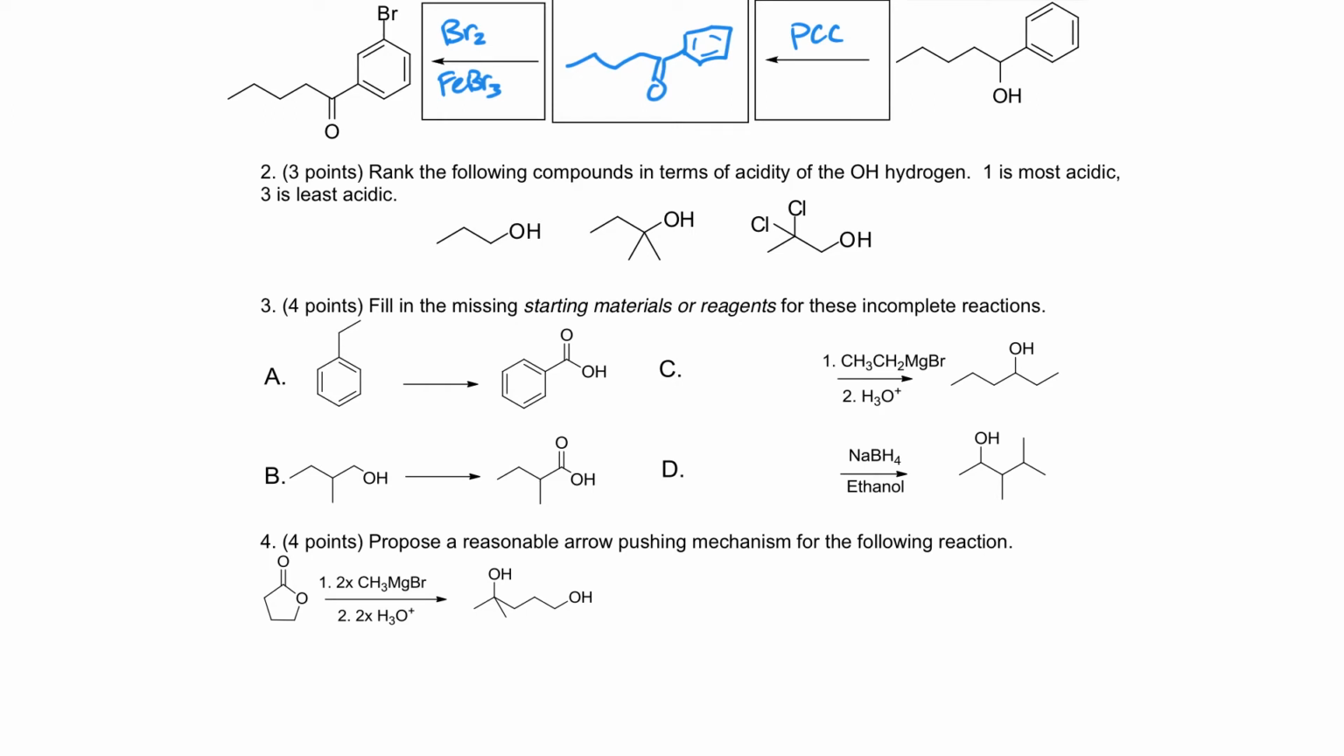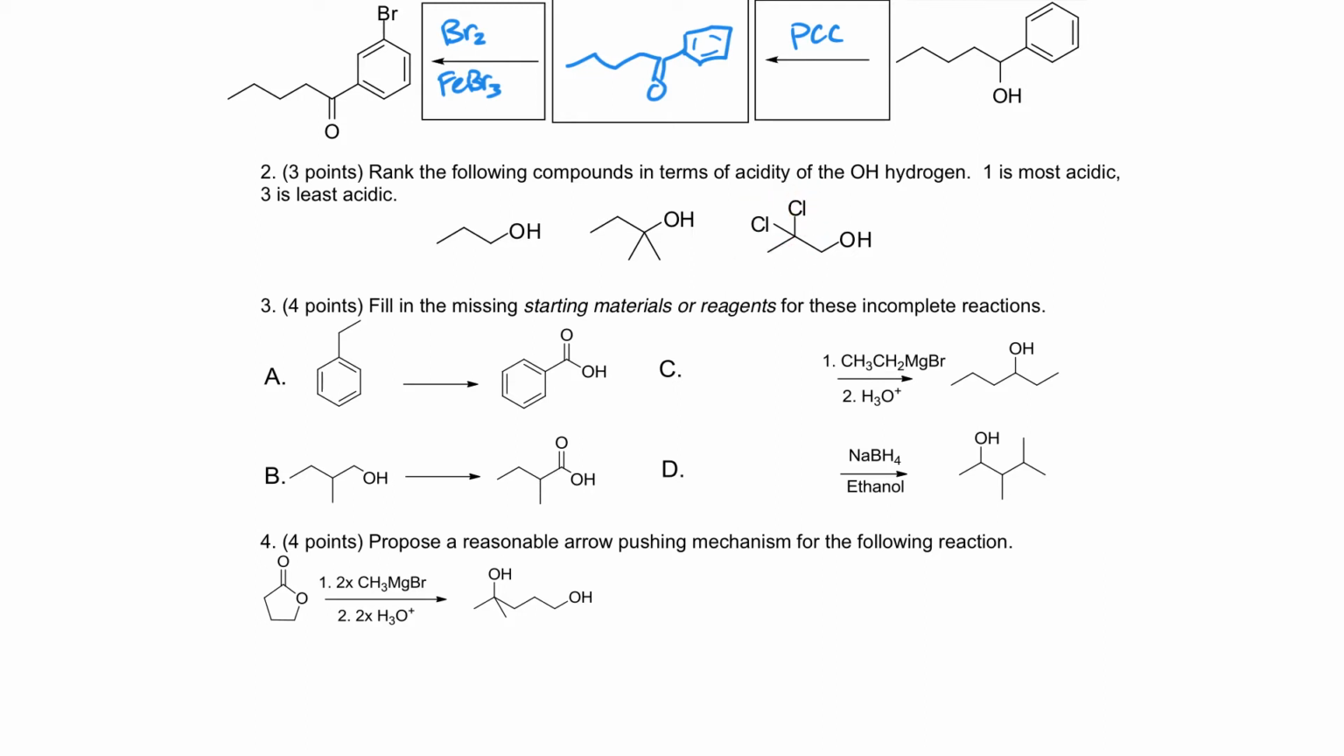Question 2. This asks again about acidity, and so we're going to look at these alcohols in terms of their acidity. There is no resonance stability available for any of the alkoxides that might be formed on any of these, so resonance is not going to play a role. We do see a difference in steric bulk between the middle one and the two outside, and I see some inductive effects from these chlorines here.